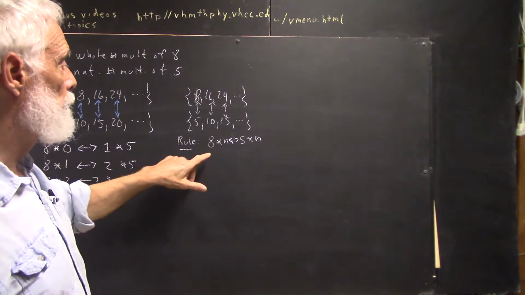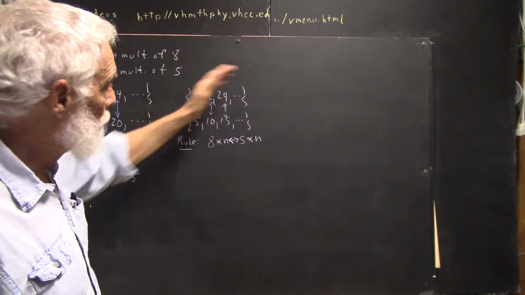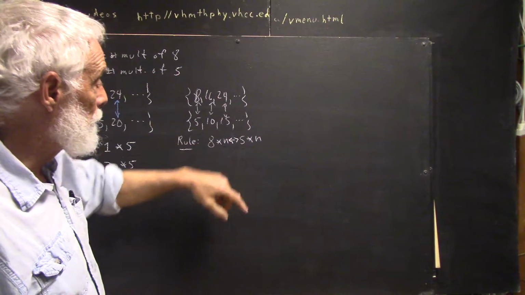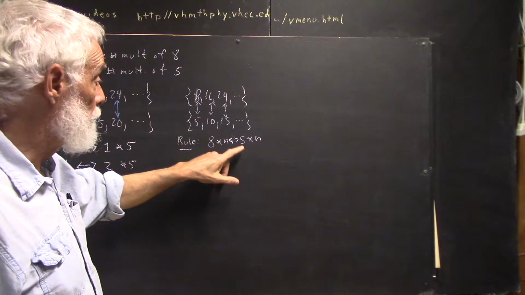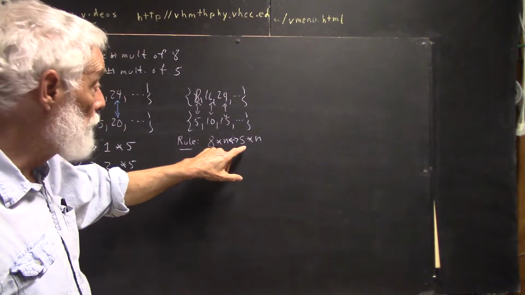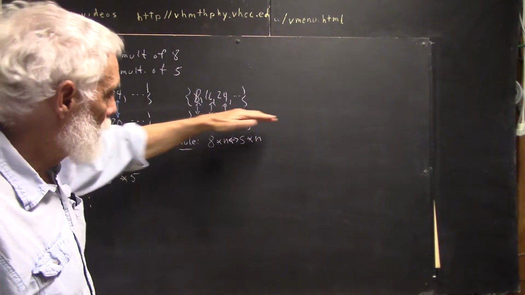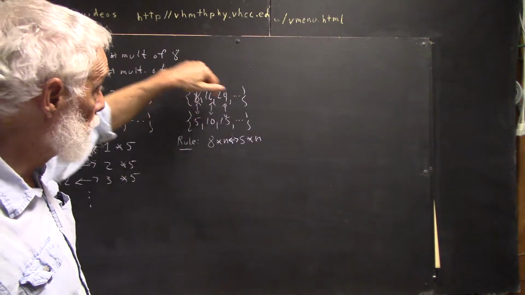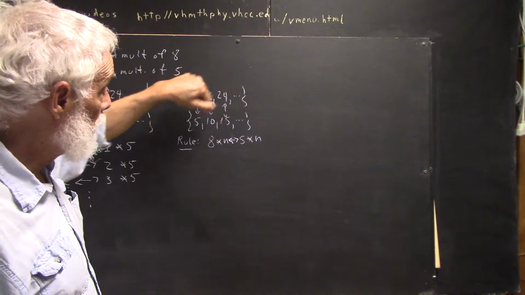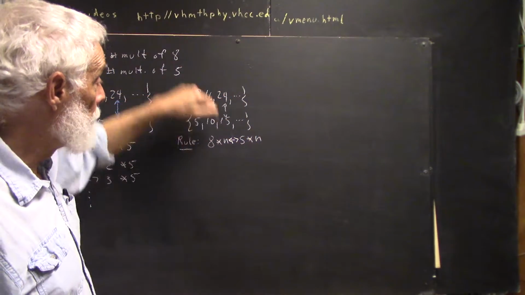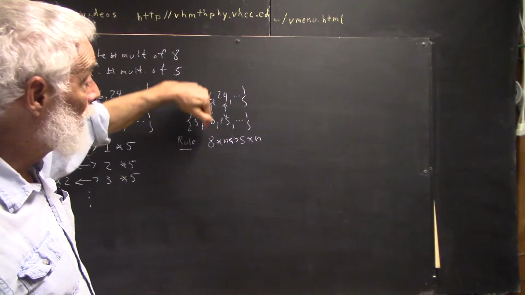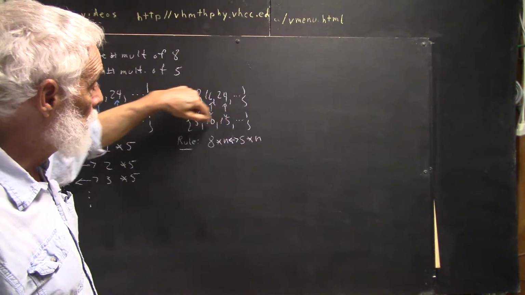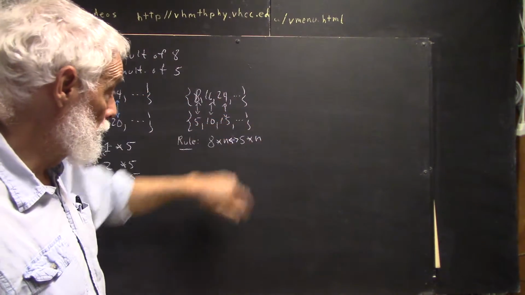So what we're going to do is take 8 times the number of the element in this set, and that is going to be matched up with 5 times that element number in this set, meaning that if, in the case I illustrated, n was 3, we look at the third member of this set, match it with the third member of this set, and the third member of this set is 8 times 3. The third member of this set is 5 times 3.